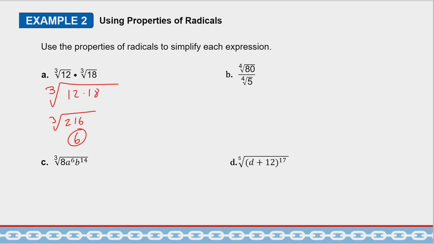For part B, I have the fourth root of 80 divided by the fourth root of 5. That's going to be that quotient property of radicals. I can combine the 80 over 5 under one fourth root. I know that 80 divided by 5 is 16, that's calculator work if it needs to be. So I have the fourth root of 16, which would be 2. Again, calculator work if you need it to be.